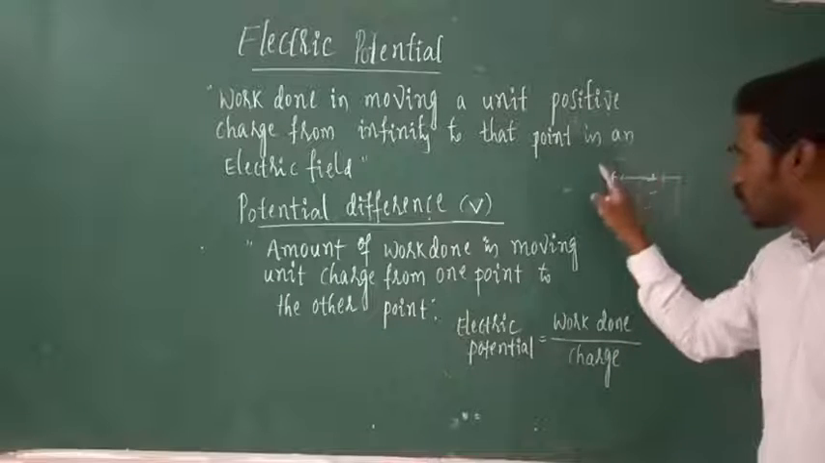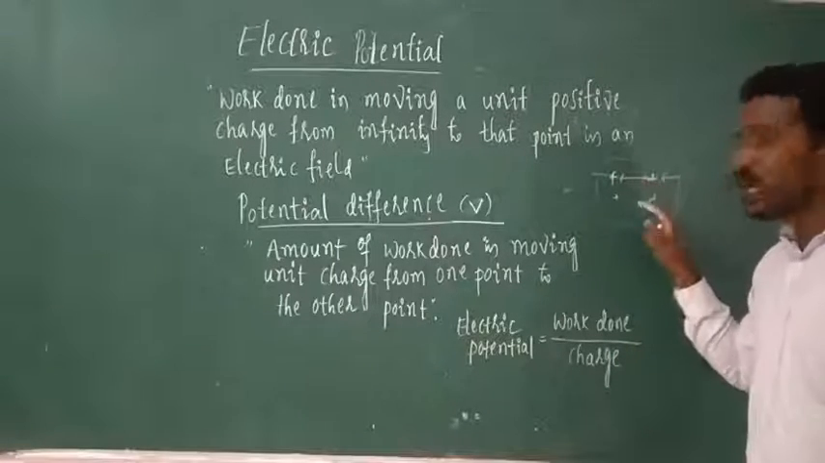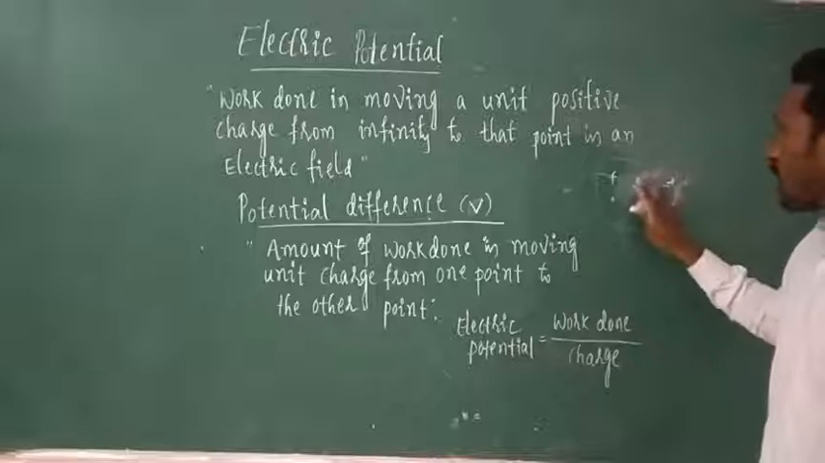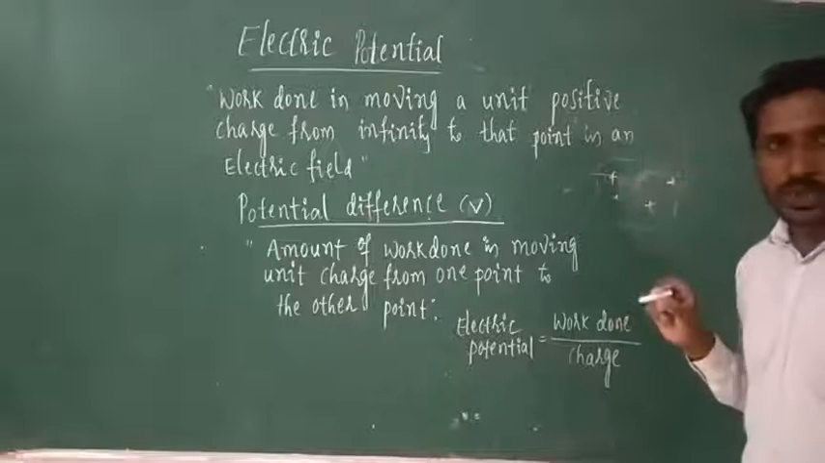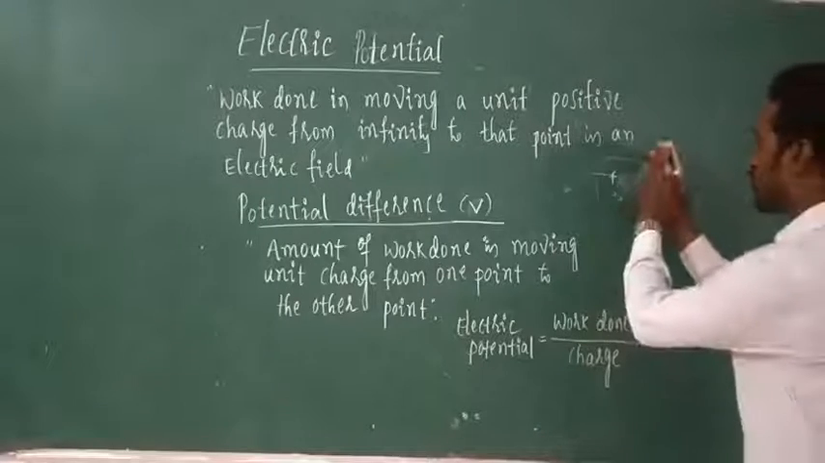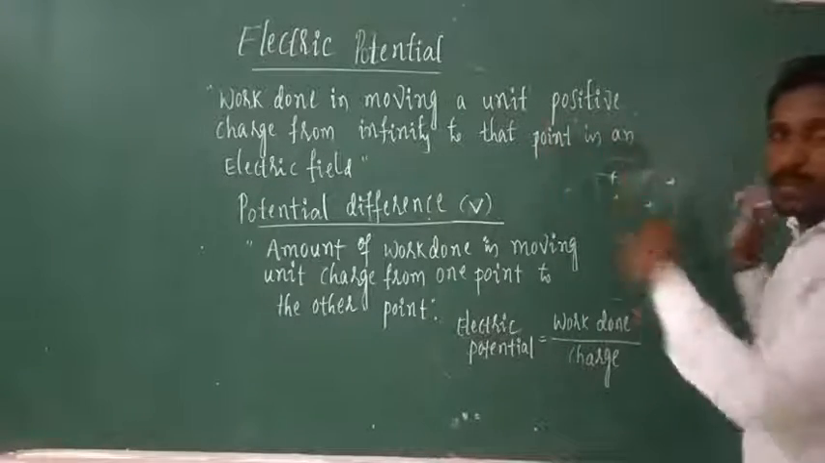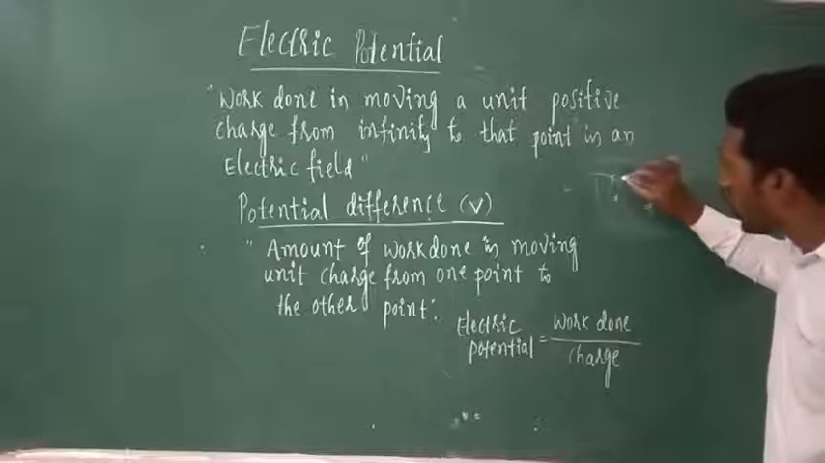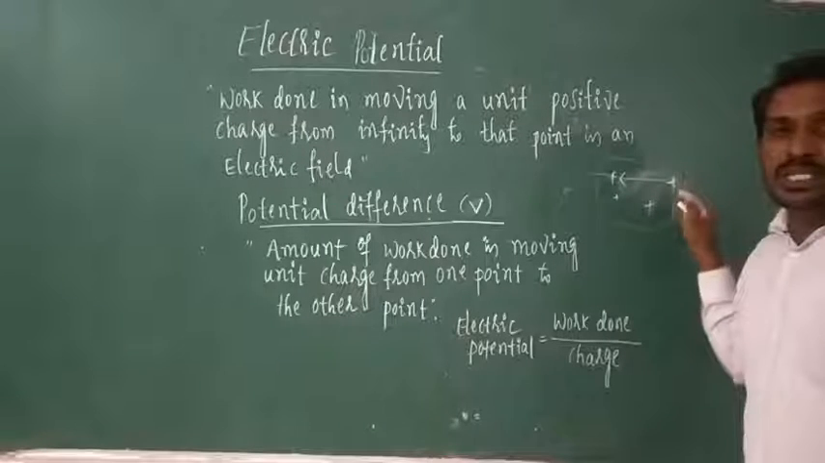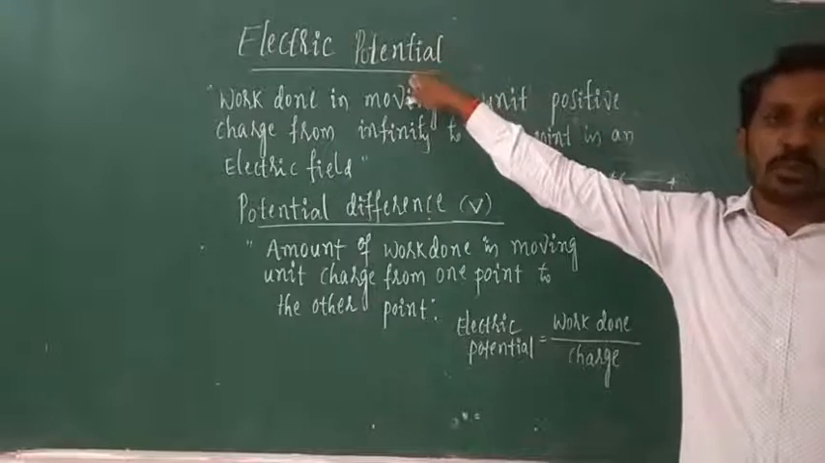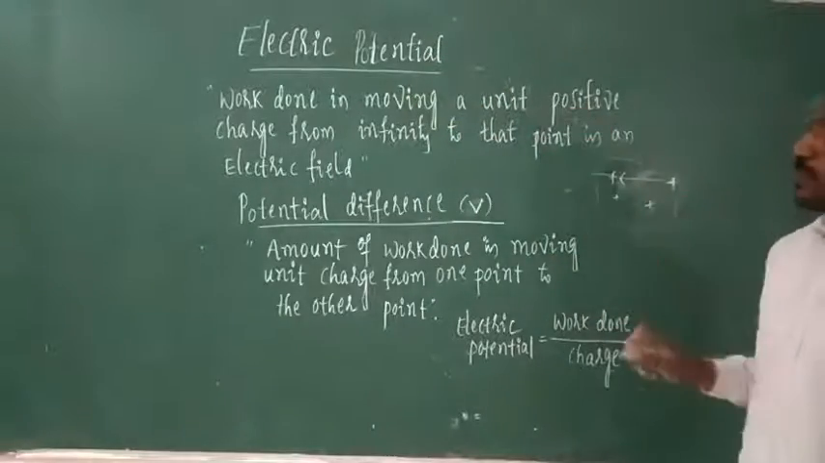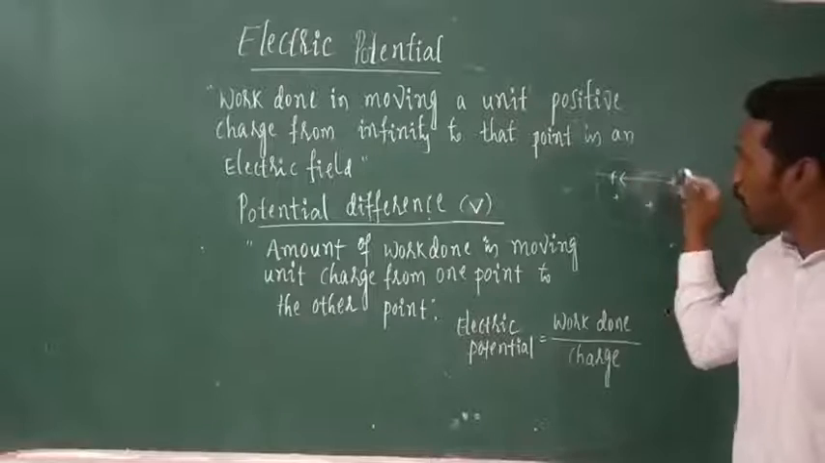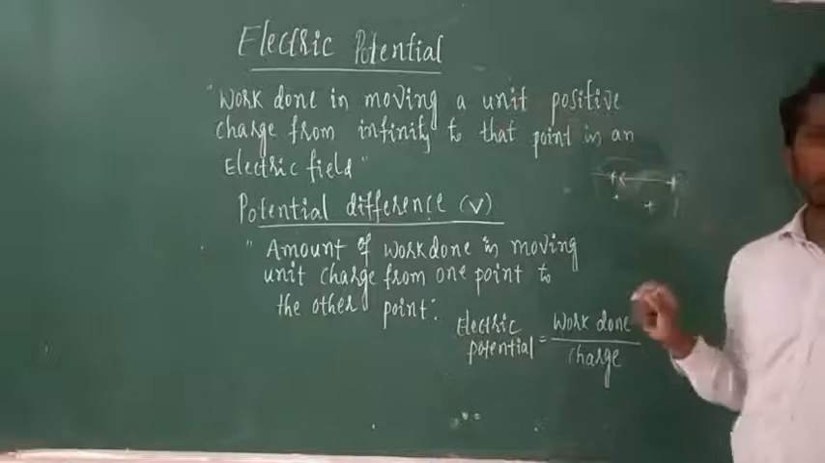Once again I will define it. Suppose this is one electric field, and inside the electric field there are charges like this. Between these two positive charges there is a repulsive force. These two will repel each other, meaning move away, because they have the same kind of charge. But to make this charge move towards this charge, we have to apply some force. That force itself is called electric potential. The work done in moving a unit positive charge from one point to another point in an electric field is called electric potential.